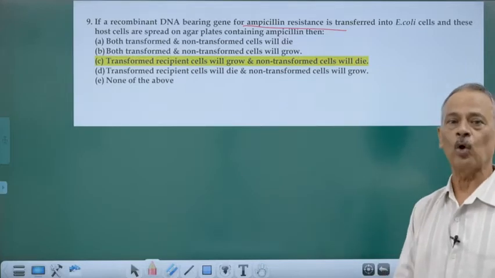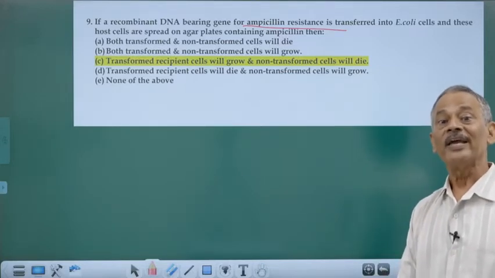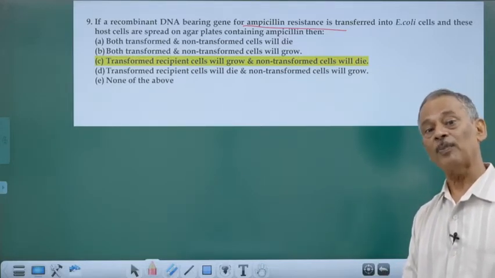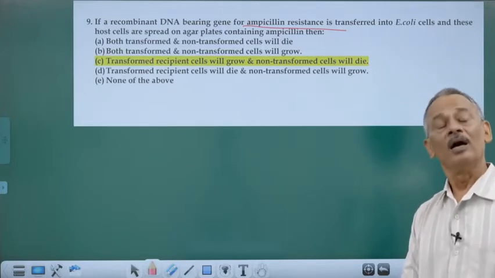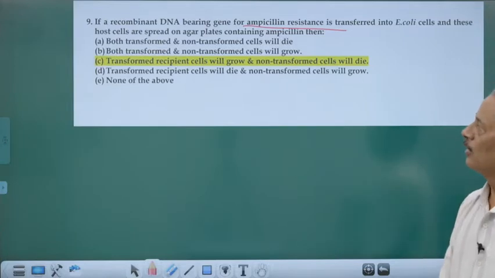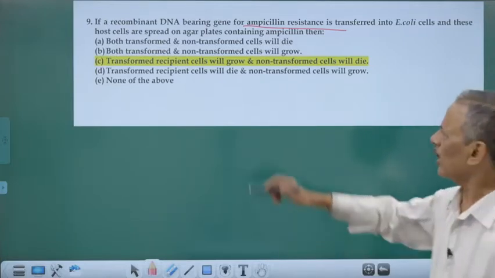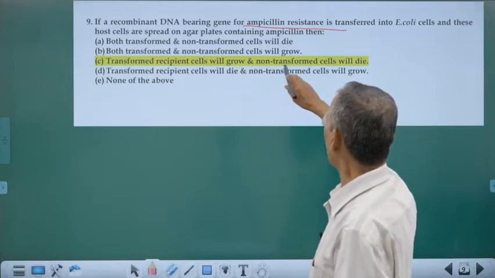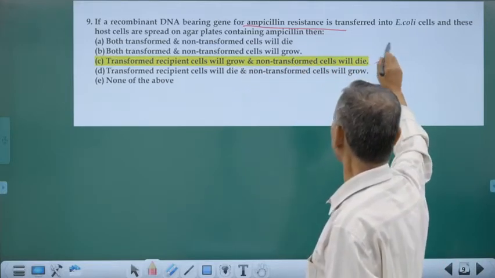So they will grow. So only a transformant. What type of transformant? A recombinant transformant will grow. Okay. Whereas non-transformant will not grow. So a transformant recipient cell will grow and non-transformant will die. See.